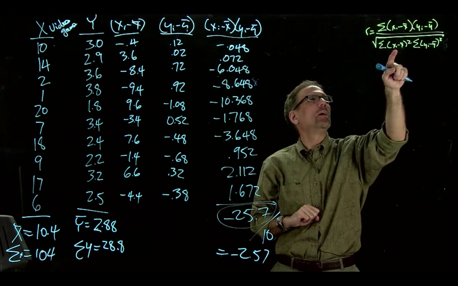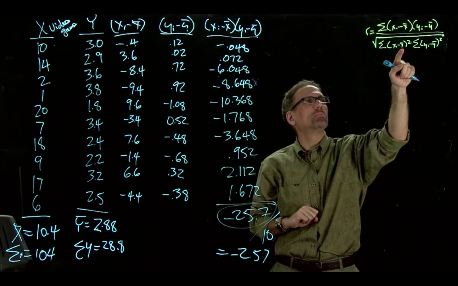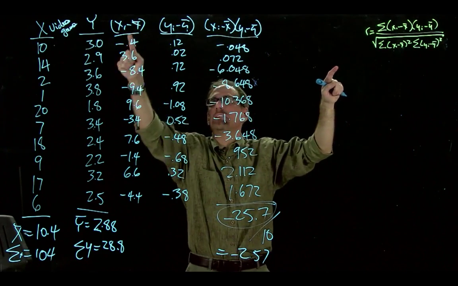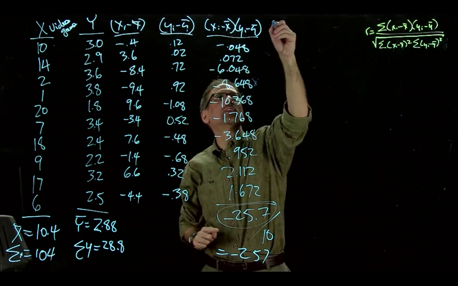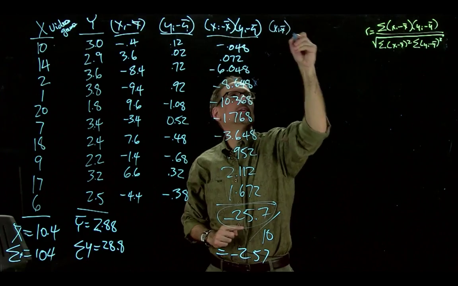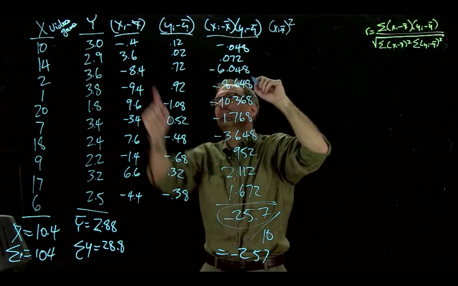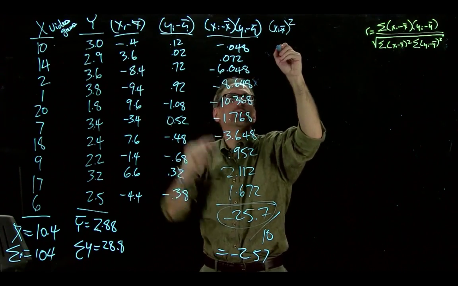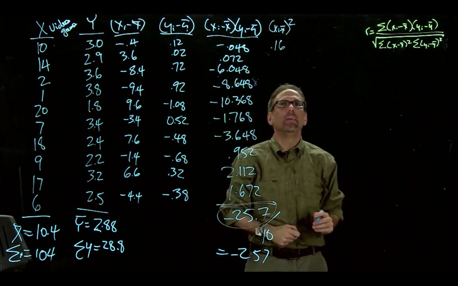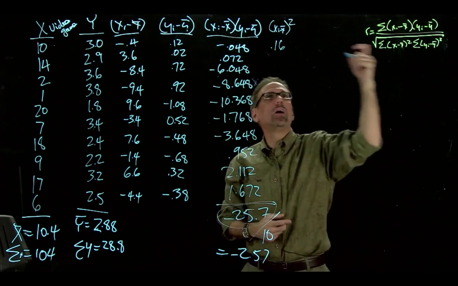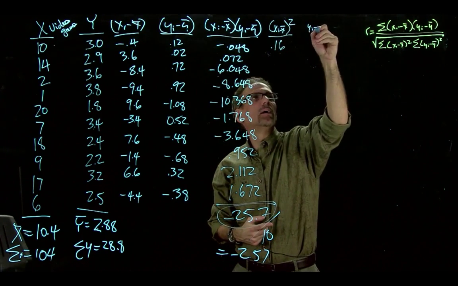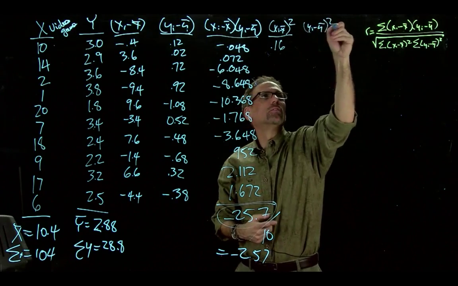And so we need the sum of x sub i minus x bar, and we need to square that. Well, we already calculated x sub i minus x bar. We have all those here. So we just got to calculate the square of that. Okay, so we're just going to square this number. And so that first one is 0.16. Okay, and then we need to do the same thing with the y. So we need another column here that's y sub i minus y bar squared.